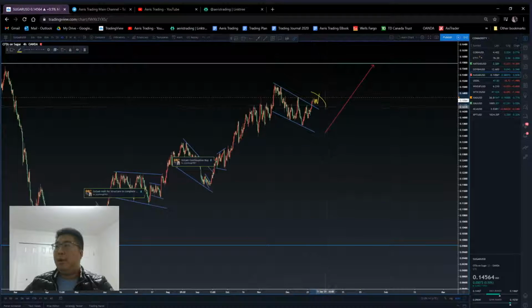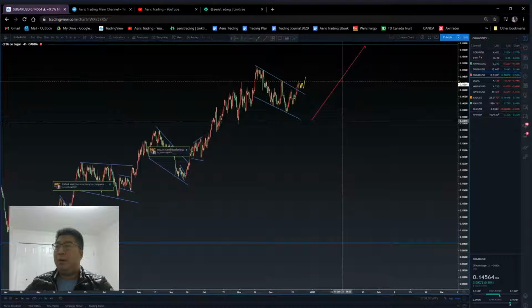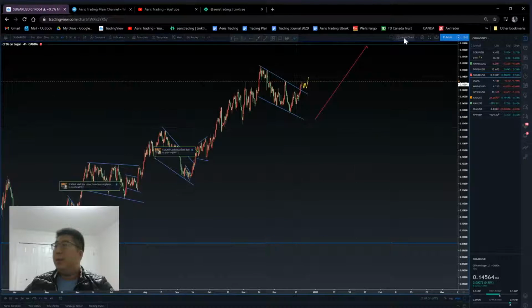But again, confirmation, I'm just waiting for a little bit more development here. This can come down here and then start dropping and fall into a deeper correction and still go up afterwards. So I won't jump into something that doesn't have enough confirmation for me.